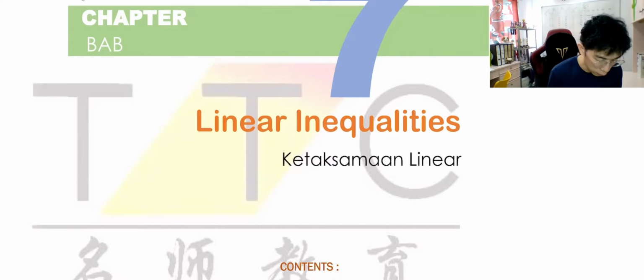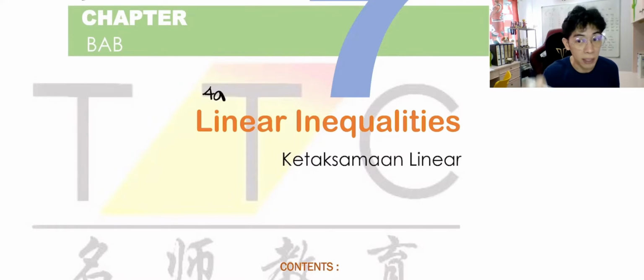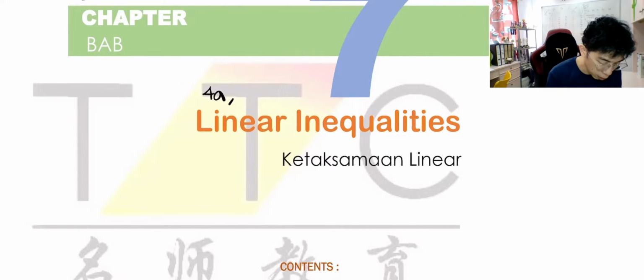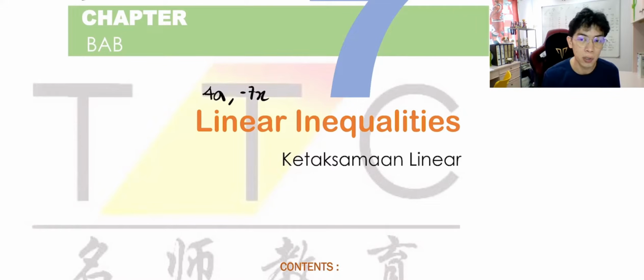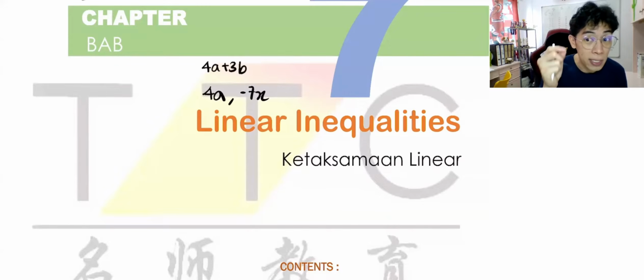So for example, if you mention something like 4a, is this linear? Don't talk about the inequalities first, talk about the word linear. If you say something like negative 7x, yes, linear. Then a student will say, teacher, what about when it involves 2 variables, like a linear equation in 2 variables? In our syllabus, something like 4a plus 3b looks better. Is it considered linear? Yes, it's linear involving 2 variables.